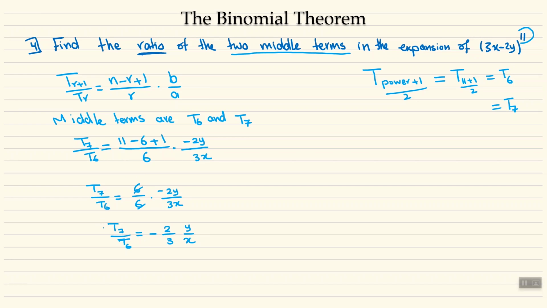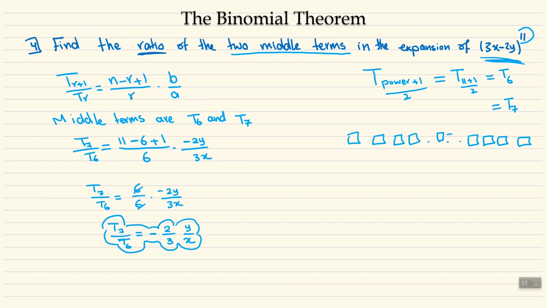And this is going to be the ratio of the two middle terms. So if we expand this, we will get 12 terms. 1, 2, 3, 4, 5, 6, 7, 8, 9, 10, 11, 12, right? The middle ones are going to be the 6th one and the 7th one. These are the middle ones. If we divide the 7th one, T7, by the 6th one, T6, the final answer after cancelling is going to be negative 2 over 3 y over x. This is the ratio of the two middle terms, the one we have just found here.